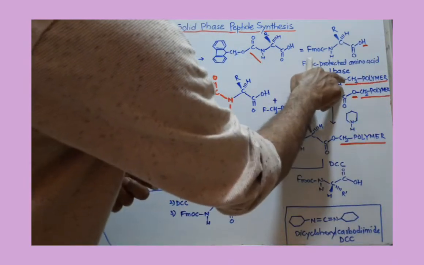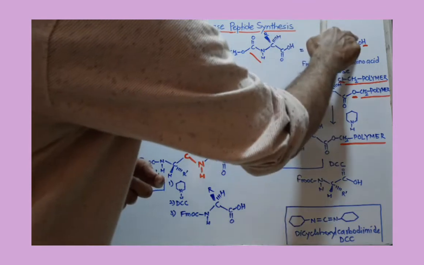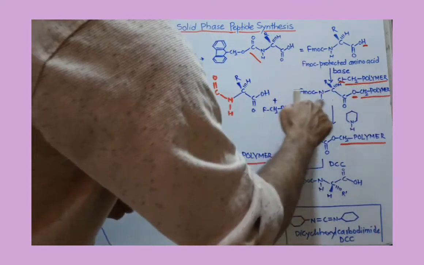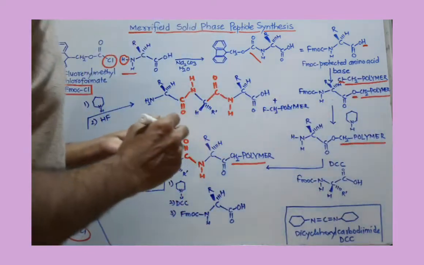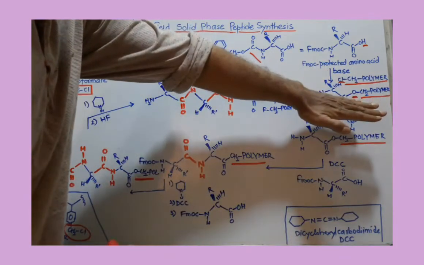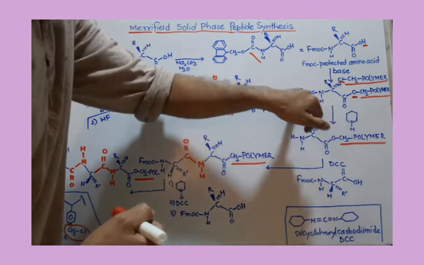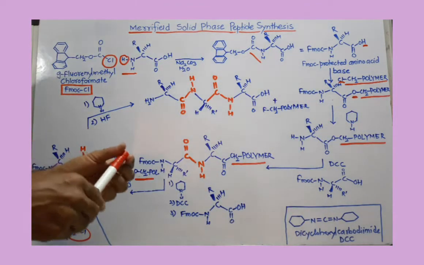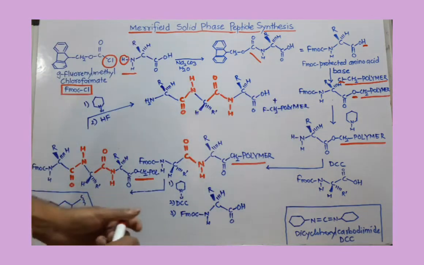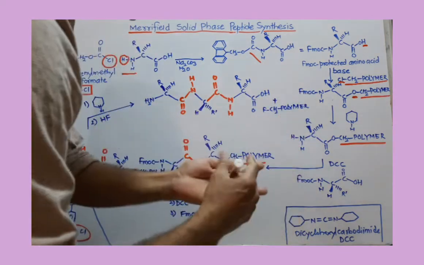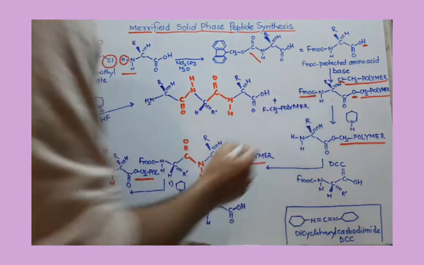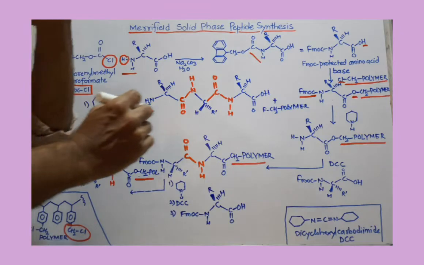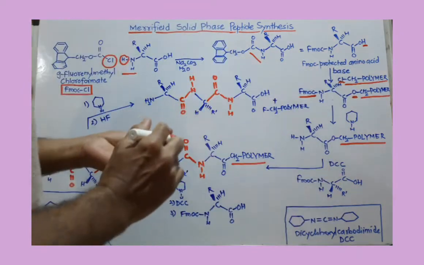So the Cl of the polymer and the H of the carboxyl group of the protected amino acid are removed, and you join this to the polymer. Now this polymer has this amino acid, which does not have a free amino group. But for peptide synthesis, we need a free amino group. So we have to deprotect. Deprotect means you have to remove this Fmoc group, this portion, from this polymer-based amino acid.